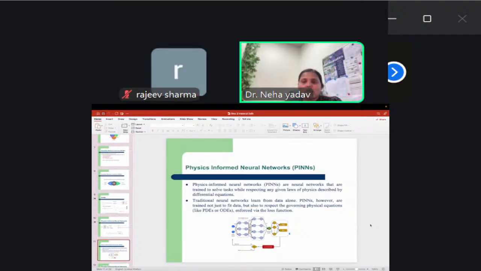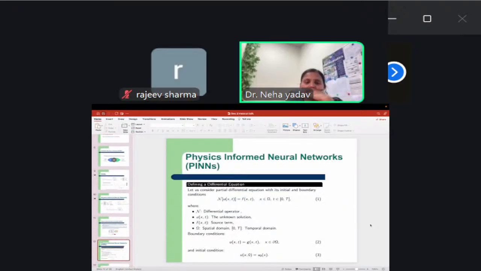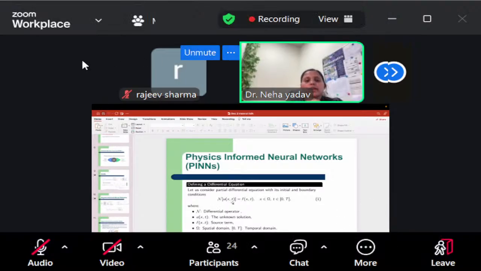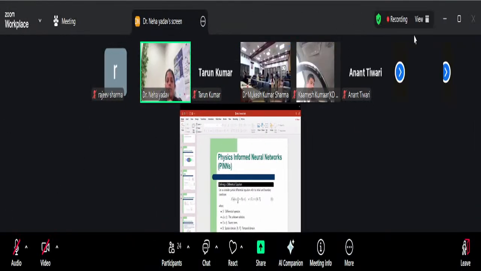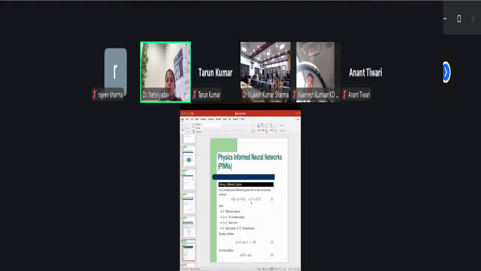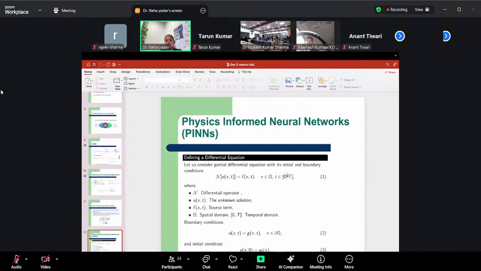Now to explore this algorithm, we can understand this by considering a given differential equation. So let us suppose we consider a given partial differential equation in the form of equation 1, where N is any differential operator, u(x,t) is the unknown solution, f(x,t) is the source term, and omega is the spatial domain, as well as 0 to T is the temporal domain. So this equation 1 is defined together with the boundary conditions and initial conditions, which are represented with equation 2 and equation 3.